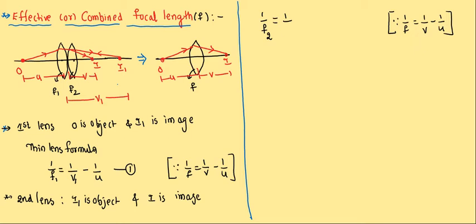That means u is now 1 by v minus 1 by u, but u is object distance. Object is what here for the second lens? I1 is the object. That means the object distance u is the I1 distance, that is v1. Then we write here u replaced with v1. What is v? V is the image distance. That means we write here 1 by v minus 1 by v1. This is equation 2.